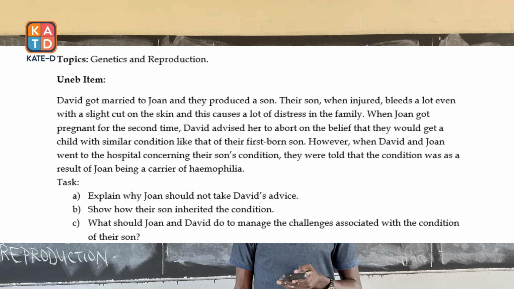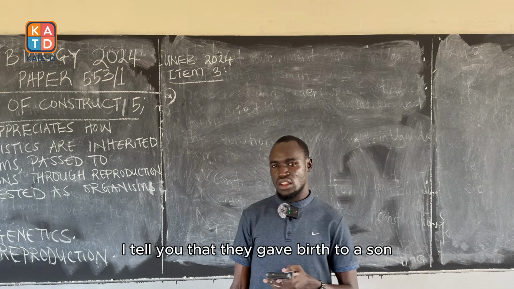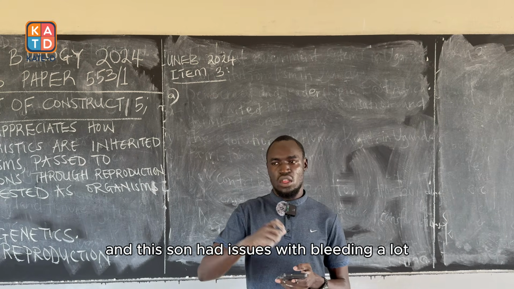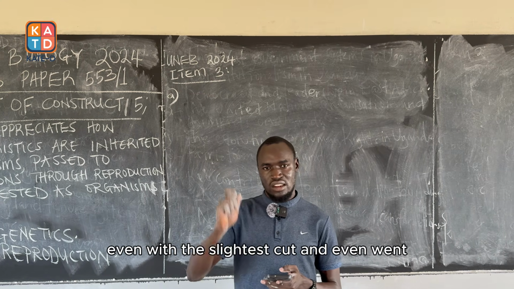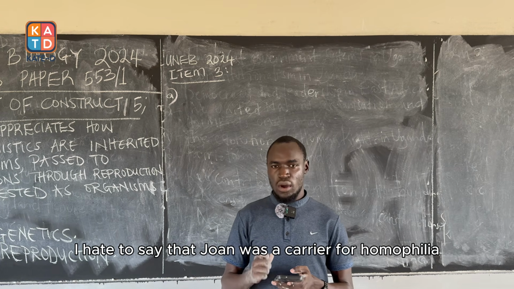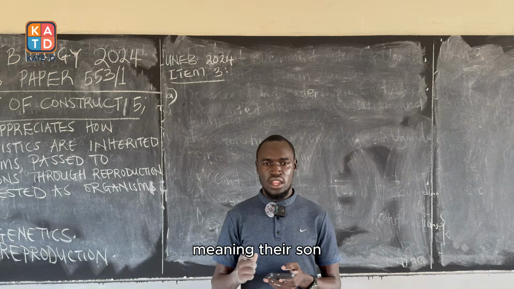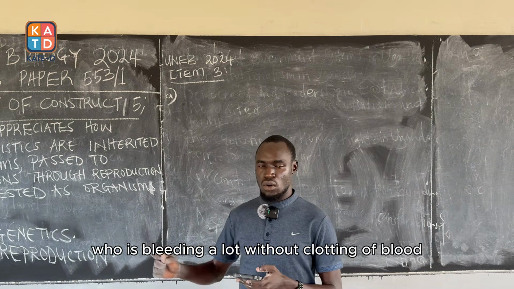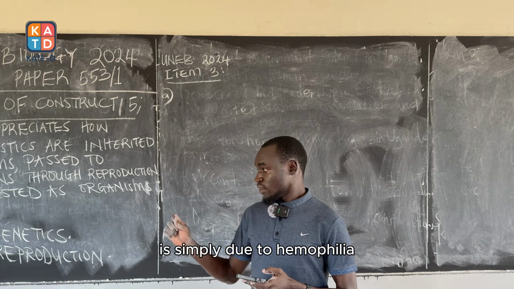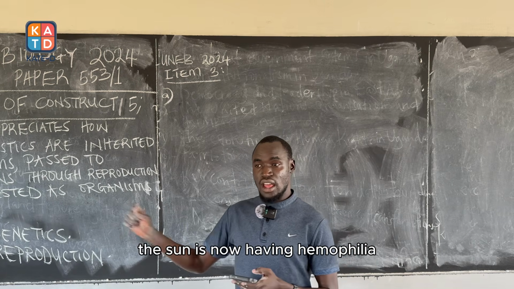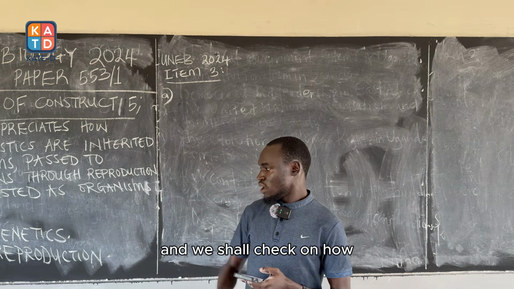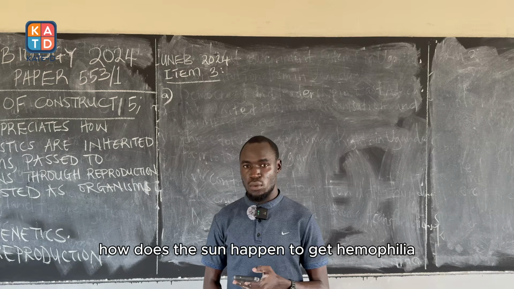Now this question, first of all, they are telling that they gave birth to a son, and this son had issues with bleeding a lot, even with the slightest cut. And they even went ahead to tell you that Joan was a carrier for hemophilia, meaning their son, who is bleeding a lot without clotting of blood, is simply due to hemophilia. The son is now having hemophilia, and we shall check on how the son happens to get hemophilia. We shall check on that.